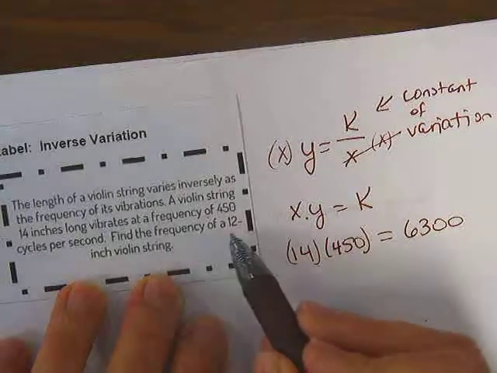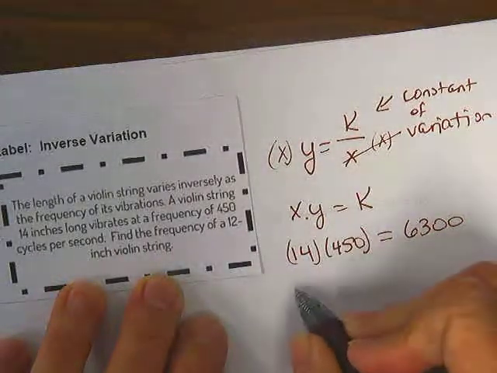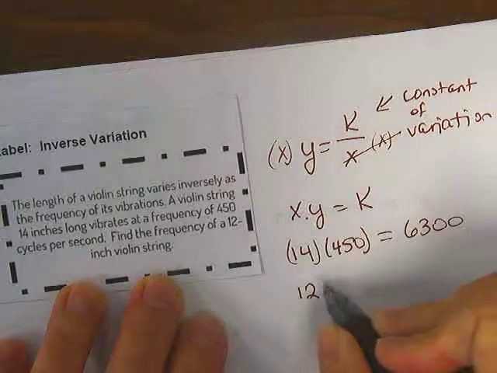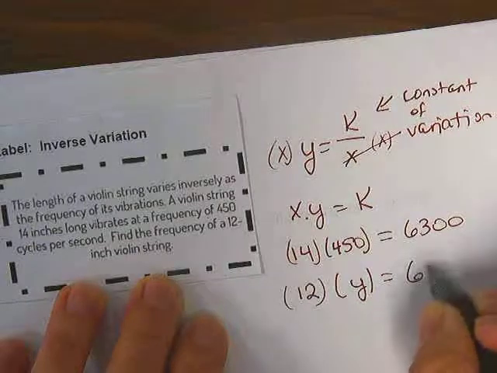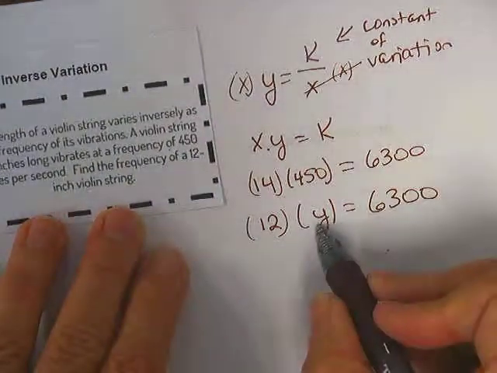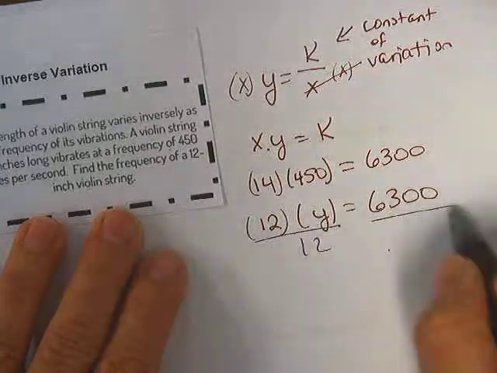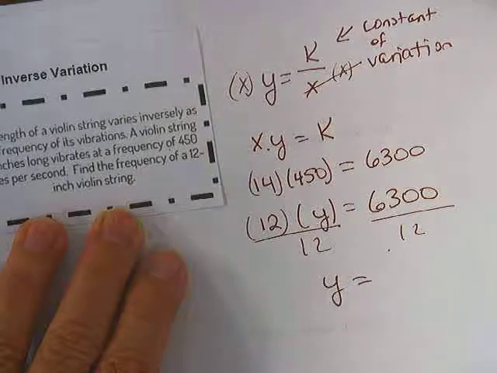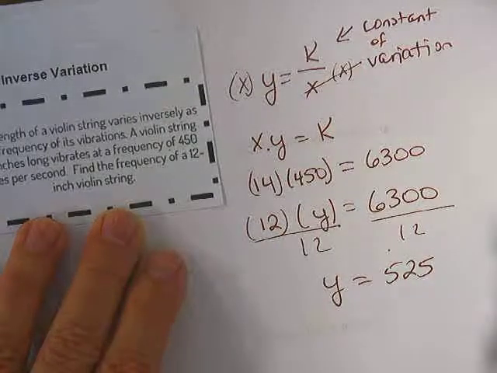Now I need to find what happens if I varied the length of the string to be 12 inches. So I have 12 inches, which produces some variation, but my constant is still 6,300. So to find y, I need to divide both sides by 12. So we'll get y is equal to 6,300 divided by 12, which is 525 cycles per second.